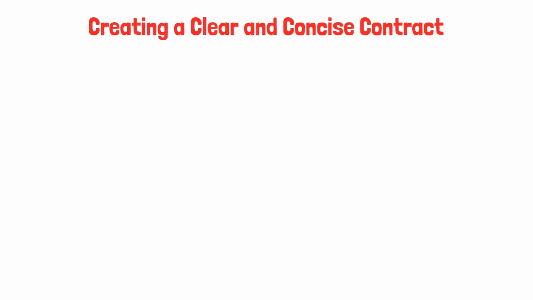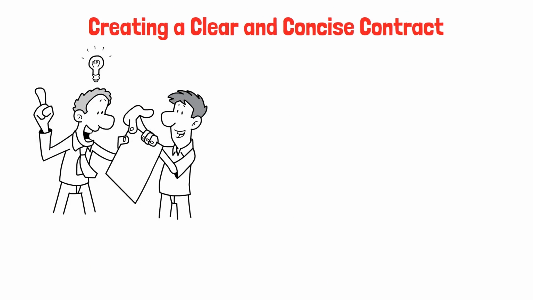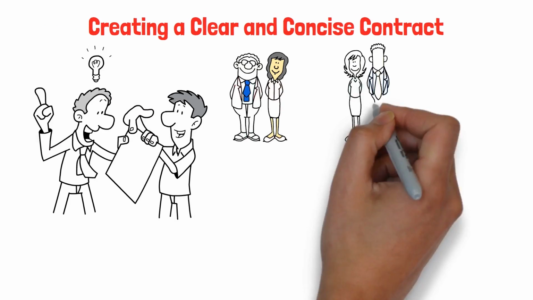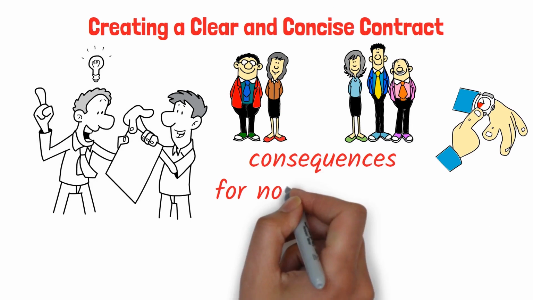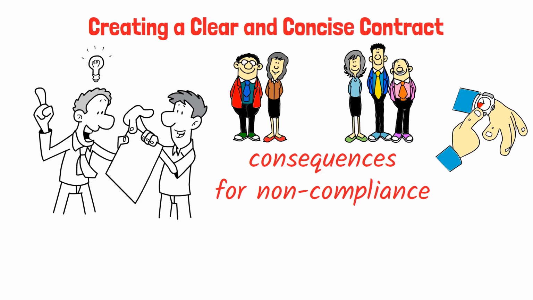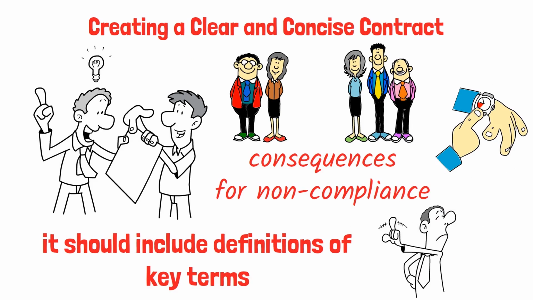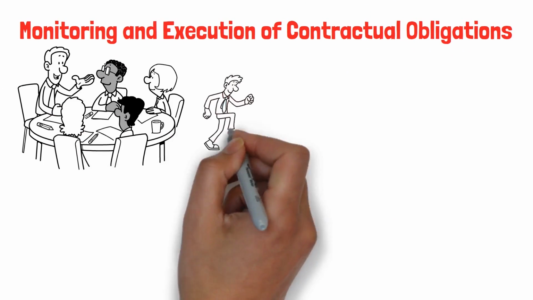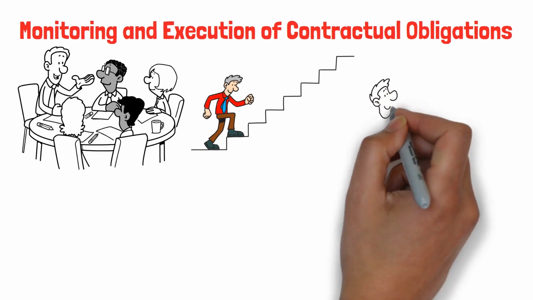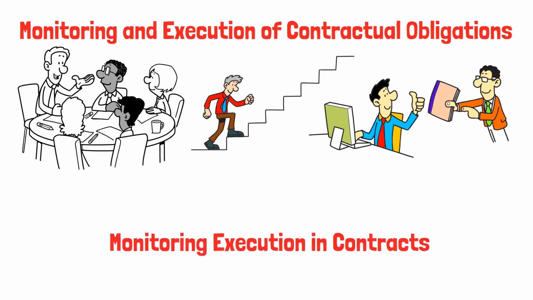A clear and concise contract should be written in plain language that is easy to understand. It should clearly outline the obligations of both parties, the timeline for completion, and any consequences for non-compliance. Additionally, it should include definitions of key terms and a termination clause. However, creating a clear and concise contract is only the first step. Both parties must also ensure that they execute and monitor the contract effectively.